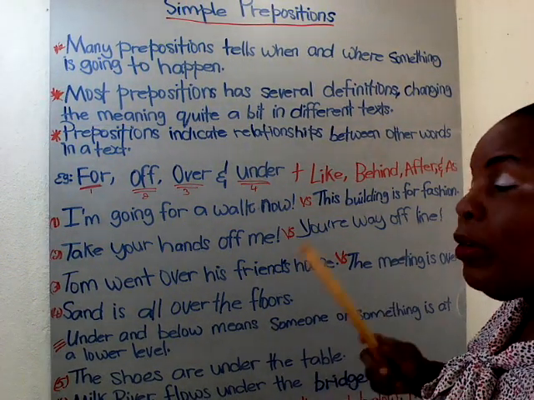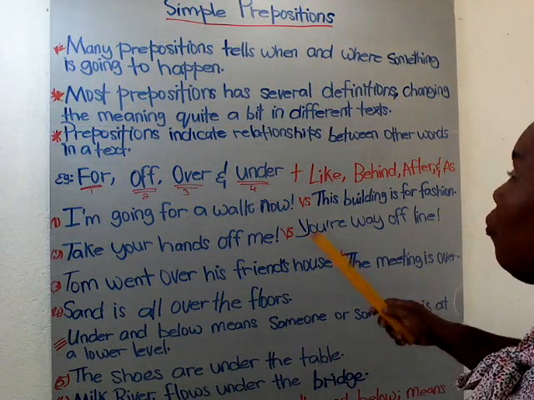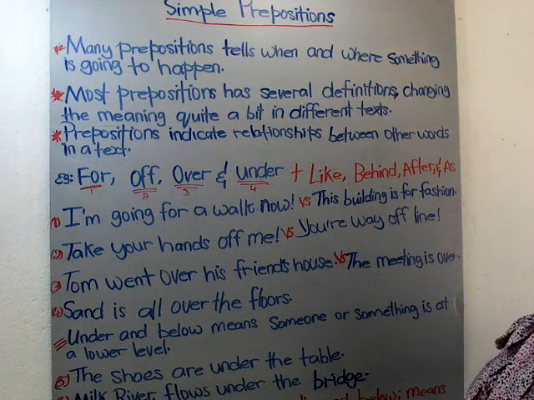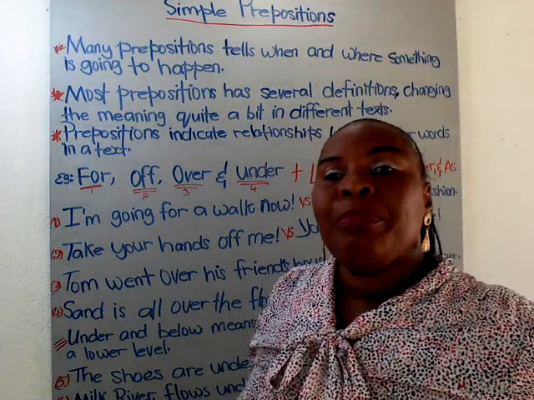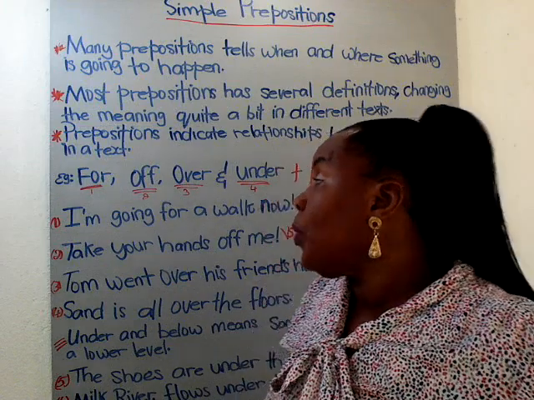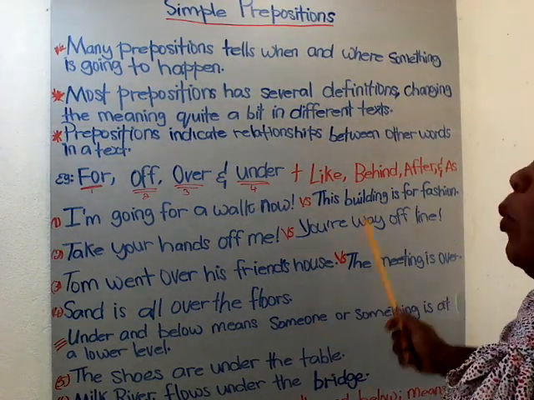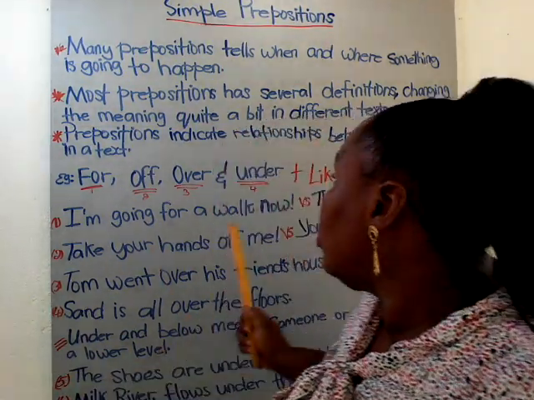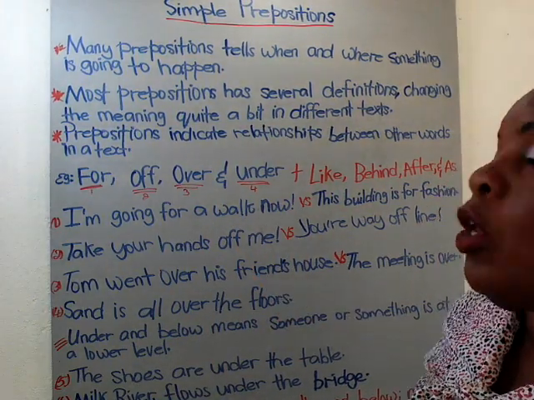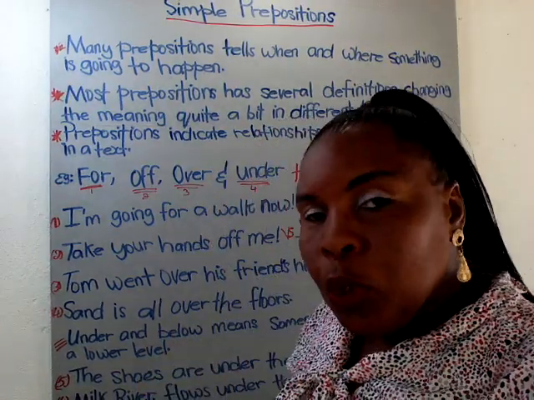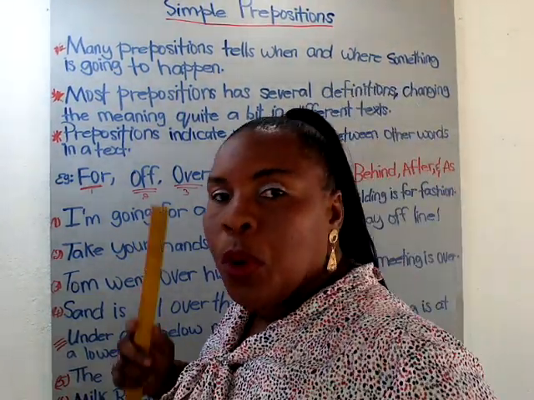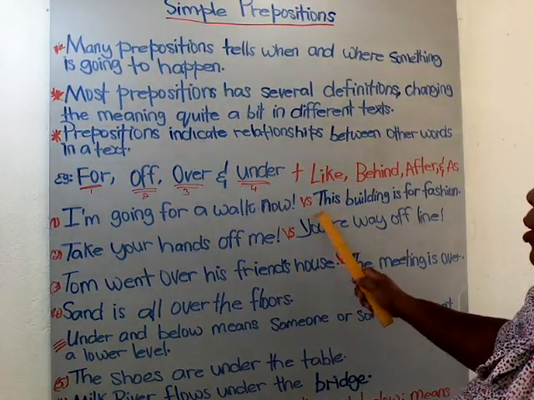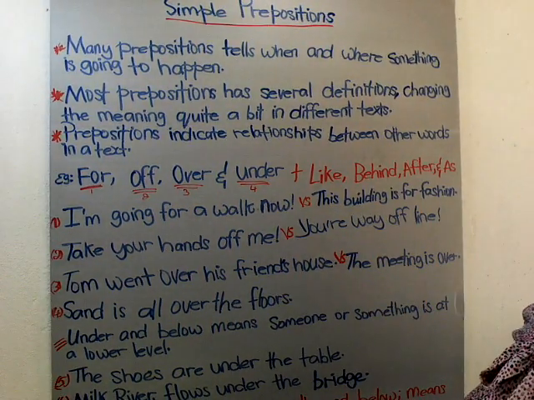So here's how you're going to use the word for in the next sentence. This building is for fashion. In this situation it's going towards a noun, because it's going towards fashion, but in this one you're going for a walk, so you're going to be doing something, so you're going towards a what? A verb. So I am going for a walk now versus this building is for fashion.